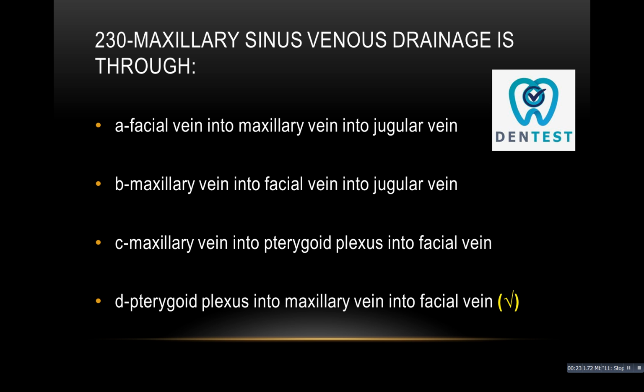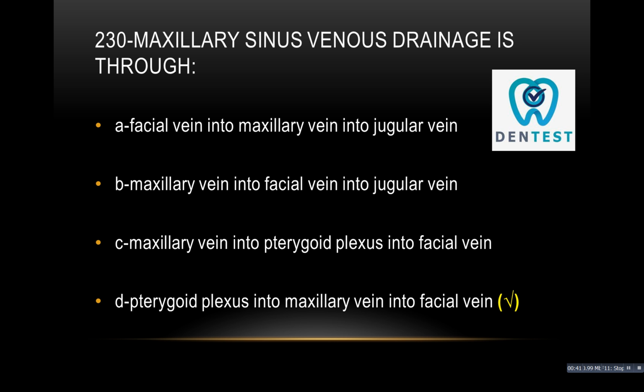A, facial vein into maxillary vein to jugular vein. B, maxillary vein into facial vein and then jugular vein. Or C, maxillary vein into pterygoid plexus into facial vein. The last one, which is the correct answer, pterygoid plexus into maxillary vein into the facial vein.